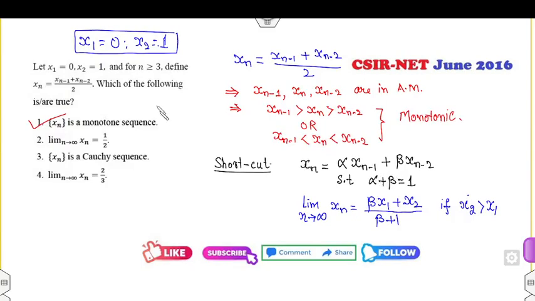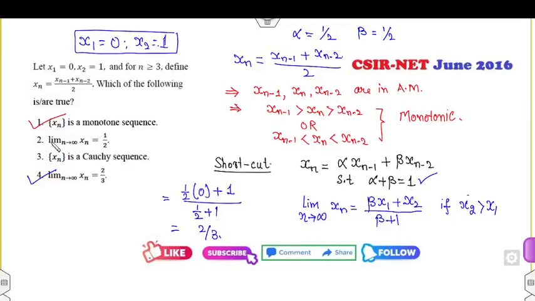What are alpha and beta if you compare from this case? Alpha is the coefficient of xn minus 1. Beta is the coefficient of xn minus 2. Now you can see alpha plus beta is 1. So what is the answer of this? Beta will be half, x1 will be 0, x2 will be 1, divided by half plus 1. So what is the right answer of this? 2 over 3 is the limit, and this option is cancelled.